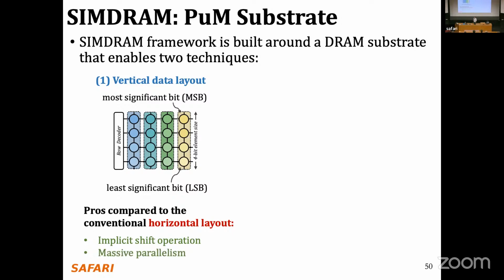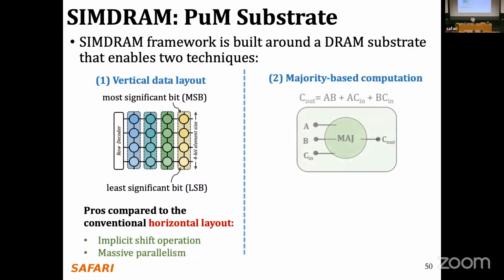And at the same time, now we can see these columns as SIMD lanes, right? Because each one of those columns is doing, for example, an addition operation or a multiplication operation, similar to how different vector lanes operate in vector processors in the CPU system.